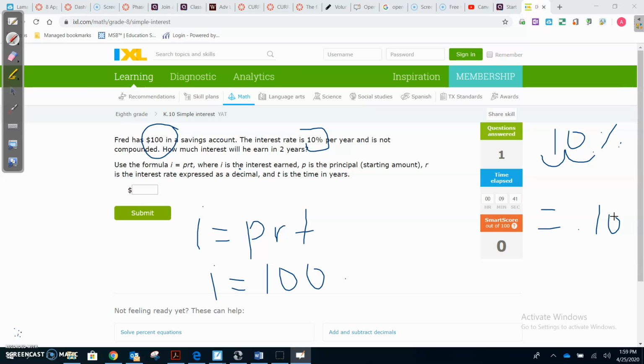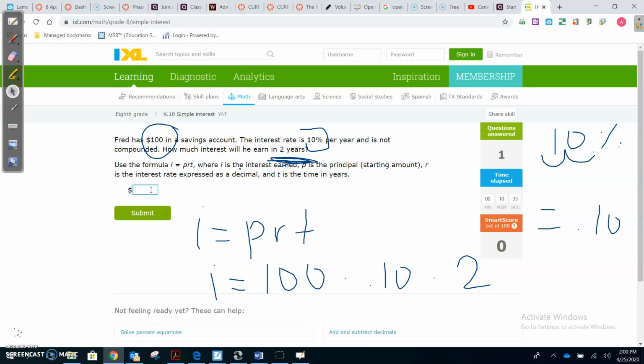So now we have our principal of $100 times our rate, which is 0.10. Sorry that the decimals are so small. Times the time, and they've told us that it's 2 years. So times 2. I'm going to put that into my calculator. So we're going to have 100 times 0.10 times 2. And when I calculated it, I got 20.